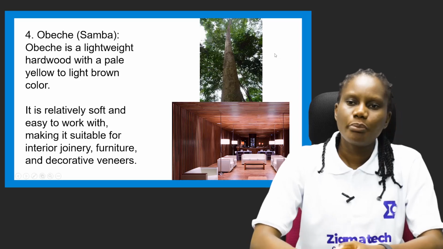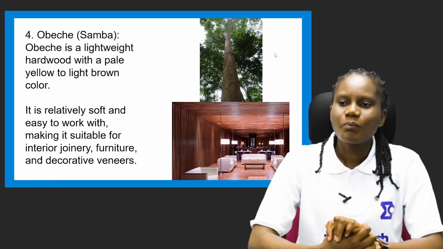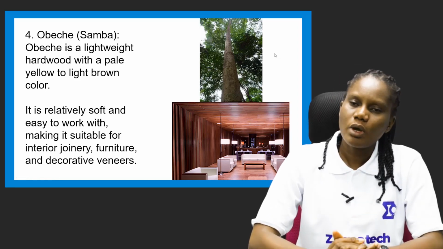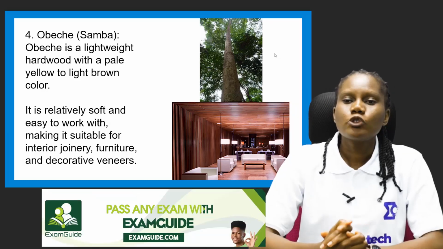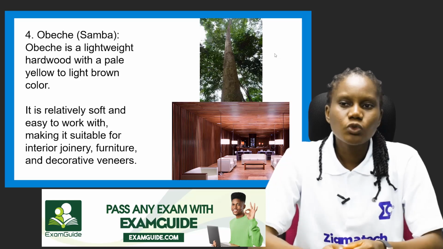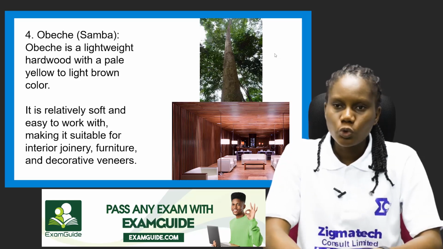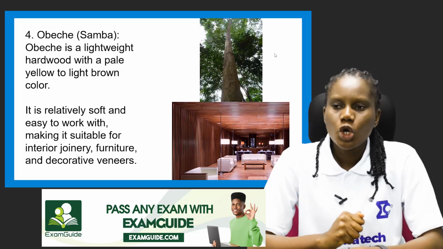And number 4 is the obeche tree, obeche wood or tree. We also have another name for it, which is samba. It's also called samba. Obeche is a lightweight hardwood with a pale yellow to light brown color.